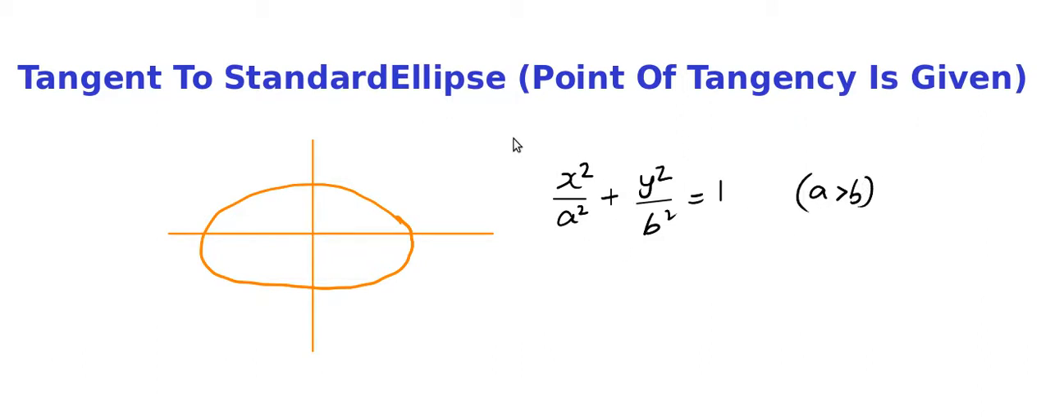In today's lesson, we learn to derive the equation of tangent if the point of tangency is given. Here, the point of tangency means a point on the curve, the point on the ellipse where you draw the tangent. Remember, the point of tangency is the point at which the tangent touches the curve. So let's assume that point is x1, y1.